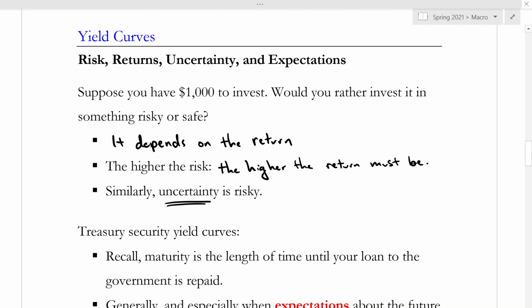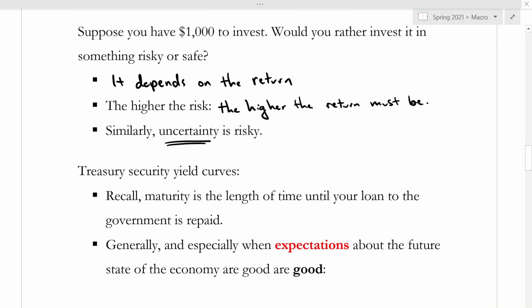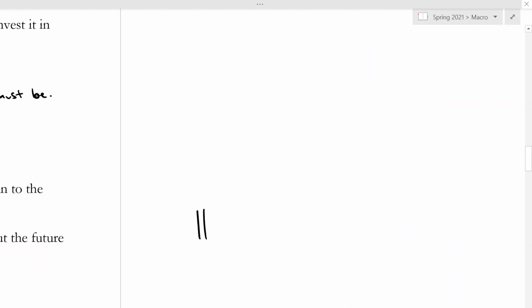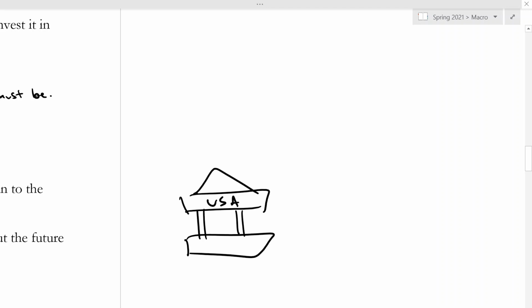And also keep in mind that uncertainty is risky. So if there's uncertainty about something, then you need to be compensated more for that risk. All right, now we're talking about Treasury Securities. And again, let me just refresh you. Treasury Securities are the government. This is the United States. They need money from time to time. And when they do, they issue some loans to the general public. I mean, even like a lot of retirement funds that have bonds in them, like even some of our parents, they're going to have U.S. Treasury bonds, which are loans.